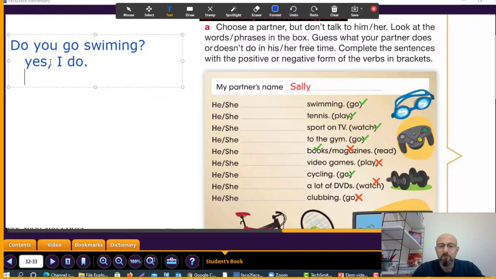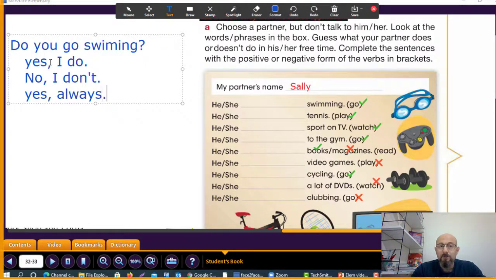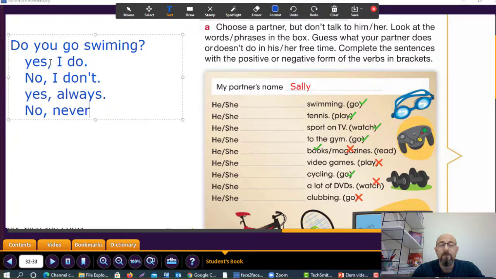or no, I don't. Okay, or you can say, for example, yes, always. Try to use frequency adverbs so you practice. You remember frequency adverbs? Always, usually, often, sometimes, hardly ever, never. It's good to use these words again and again. Okay, or you can say, for example, no, never. Use them.